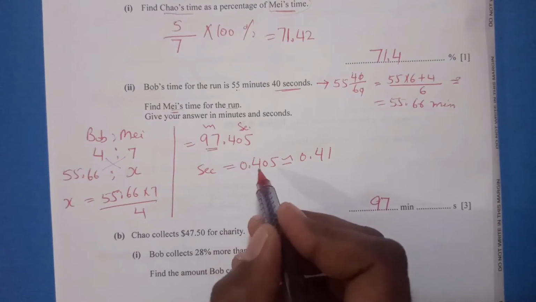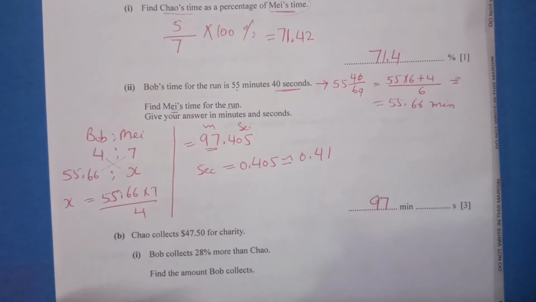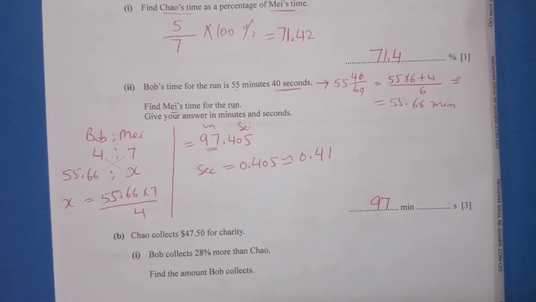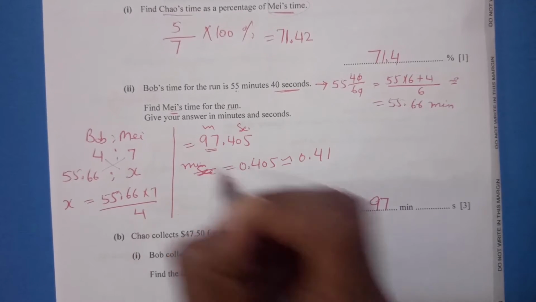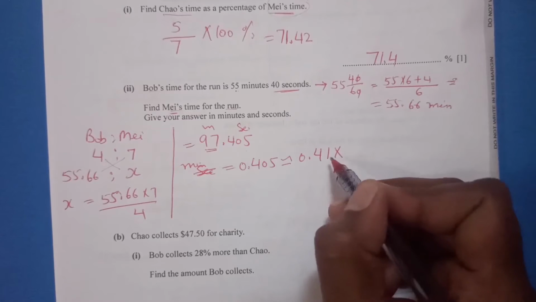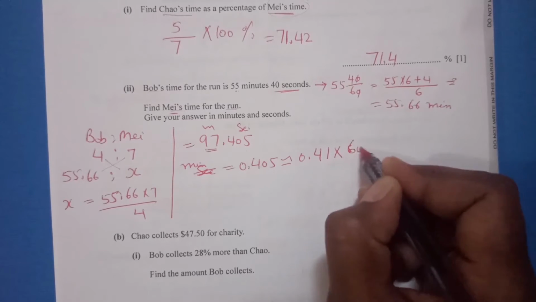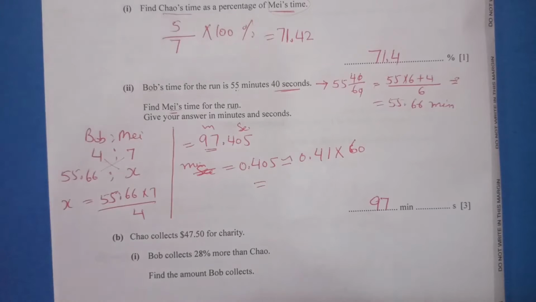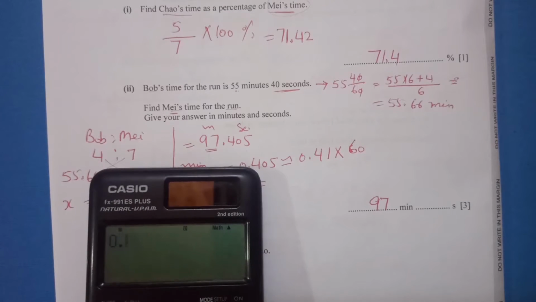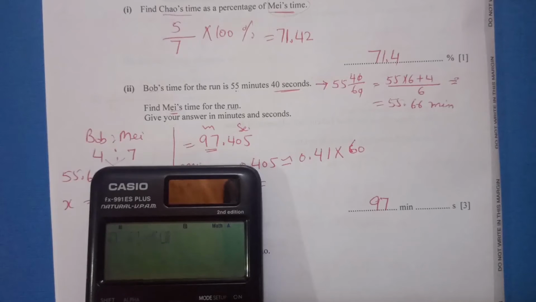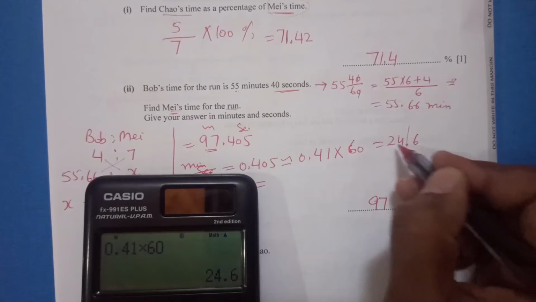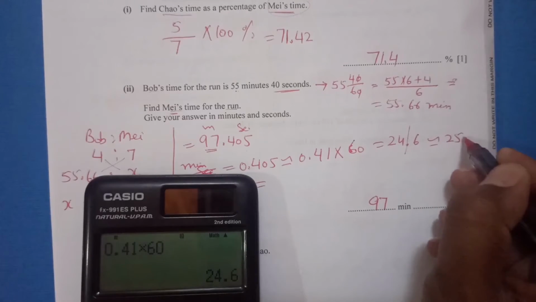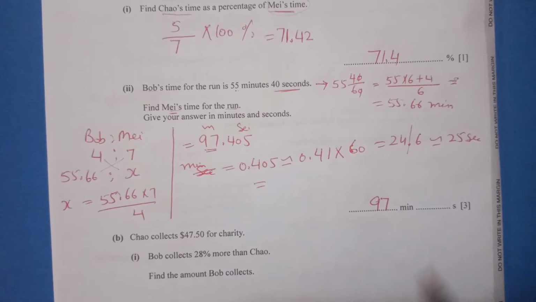So from minutes, to make it seconds, these are minutes, 0.41. So to convert this into seconds, we are going to multiply this by 60. So when you multiply this by 60, 0.41 times 60, so this is 24.6. So when we round it off, it will become 25 seconds, right? So your answer is 25 seconds here.